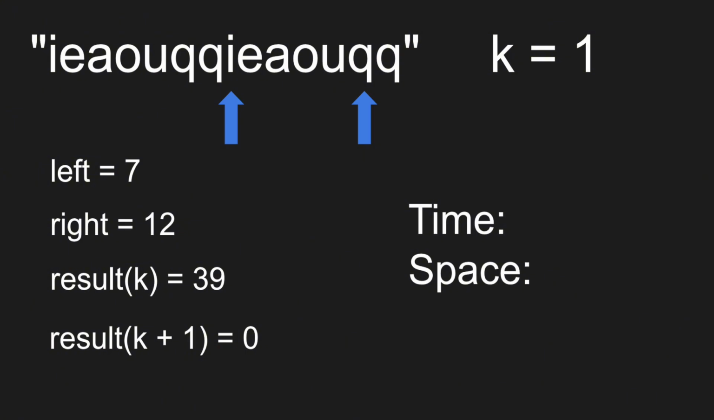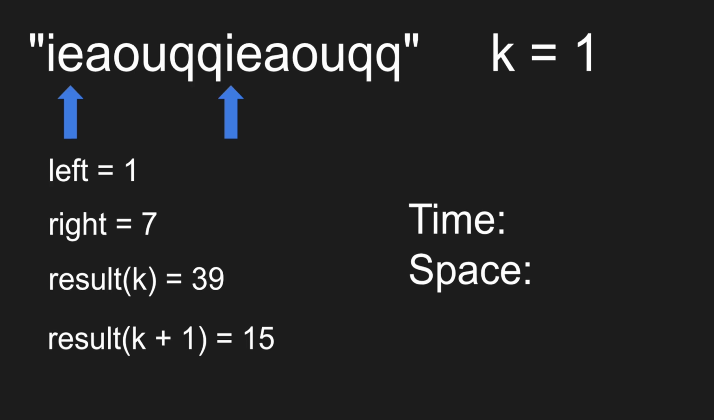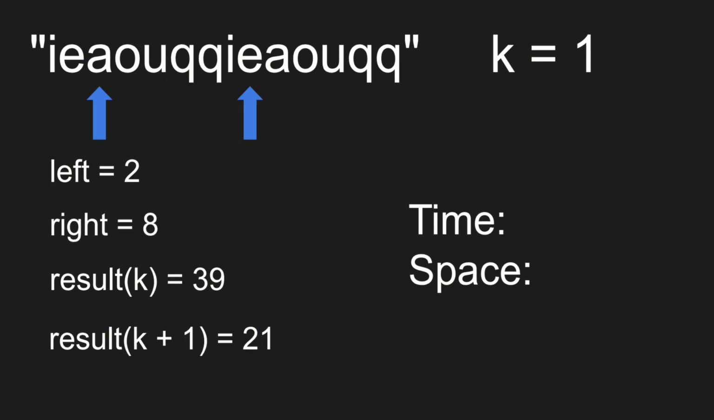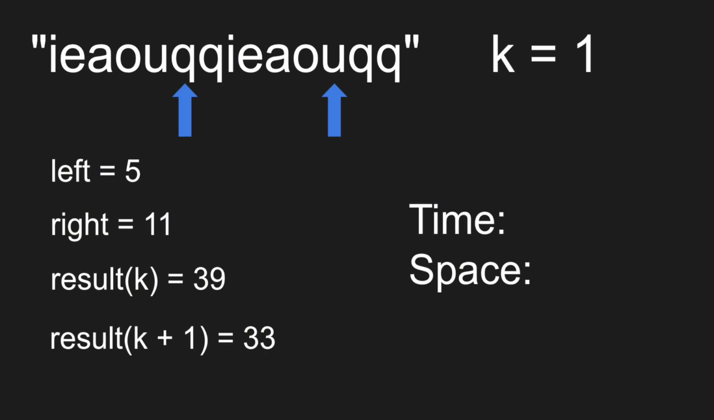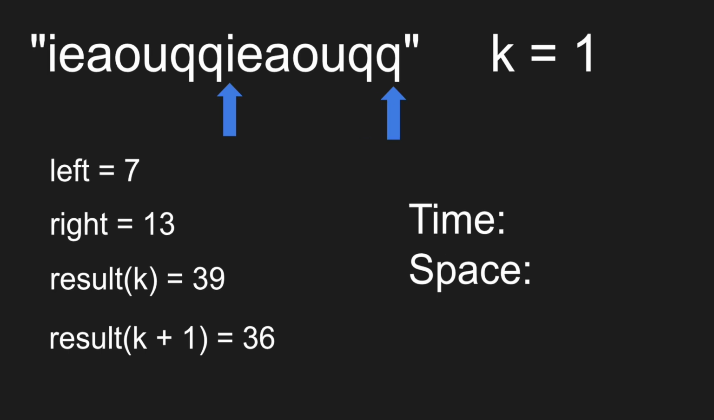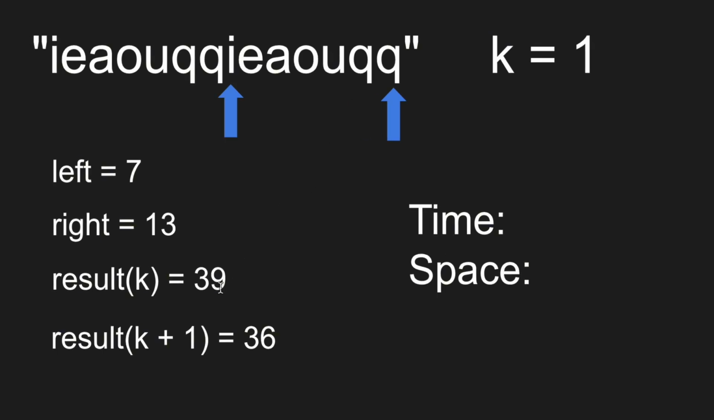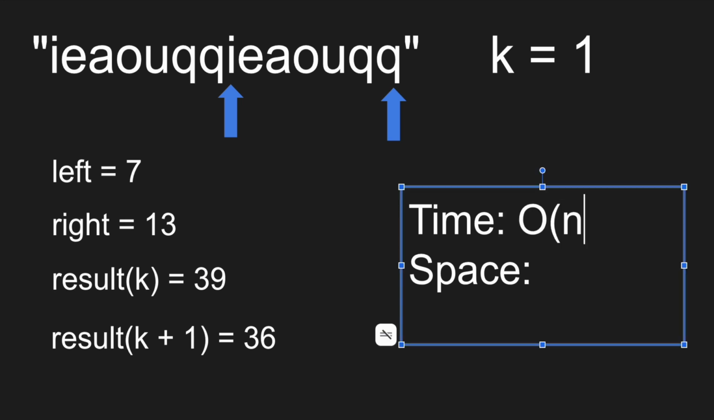Now we're going to calculate result of k plus 1, but I think you guys get the hang of it by now, so I'm going to play the algorithm without speaking. And now we will subtract the result of k from the result of k plus 1. So 39 minus 36 would be 3. So the result would be 3. And the time complexity would be O of n, where n is the number of letters in the string, because that's the number of characters we will potentially iterate. And the space complexity would be O of 1, because we are not using any extra space.